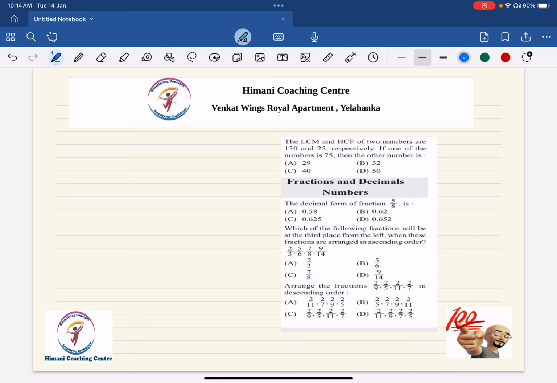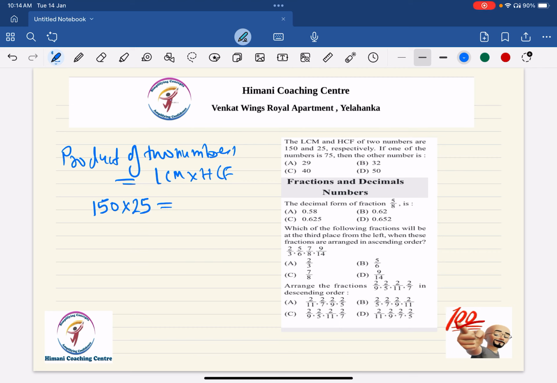It says the LCM and HCF of two numbers are 150 and 25 respectively. If one of the numbers is 75, then the other number is. So students, we are going to use this rule that the product of two numbers equals the product of their LCM times HCF. Okay. So now the LCM and HCF is given. So 150 times 25 equals 75 times the number we do not know, x.